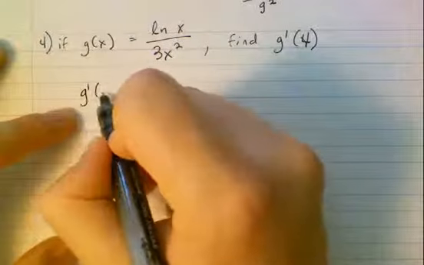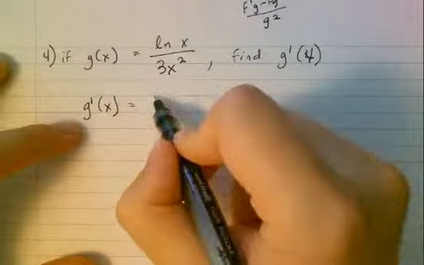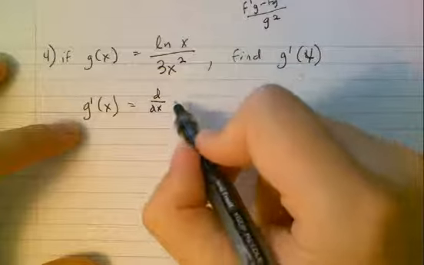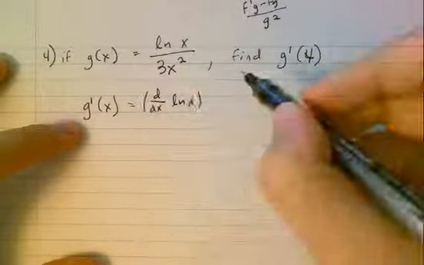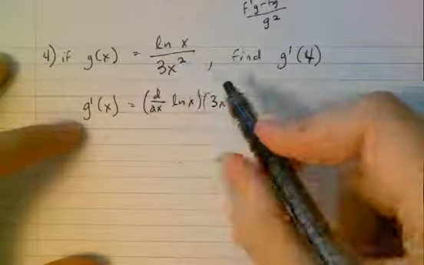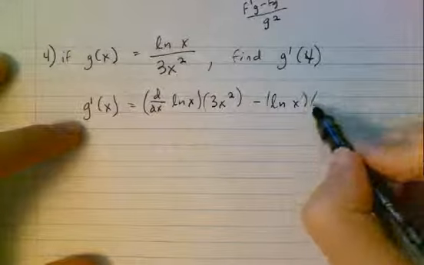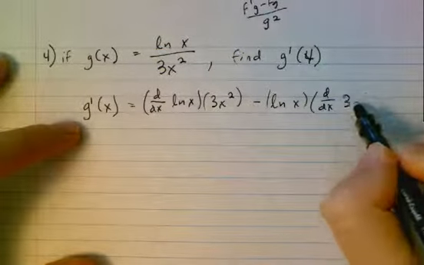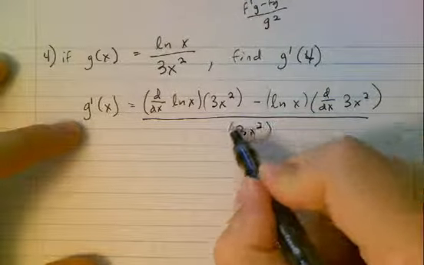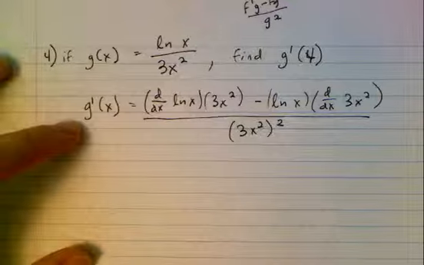So we start off with finding just the plain old derivative of x. We're going to have to do the derivative of the natural log times this right down here. Then we're going to subtract the top, derivative of the bottom, all over the bottom squared. Looks kind of nasty. Let's simplify it a little bit before we put the numbers in.